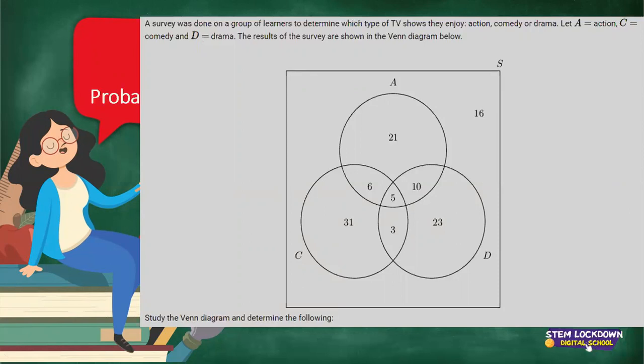Not C means every other part except 31, because that is the probability of C. So the probability of A or not C will refer to the whole of every other one except 31. Then you need to add 21 plus 6 plus 5 plus 10 plus 3, since 3 is part of C, plus 23 plus 16, all over 115. That gives us the probability of A or not C.